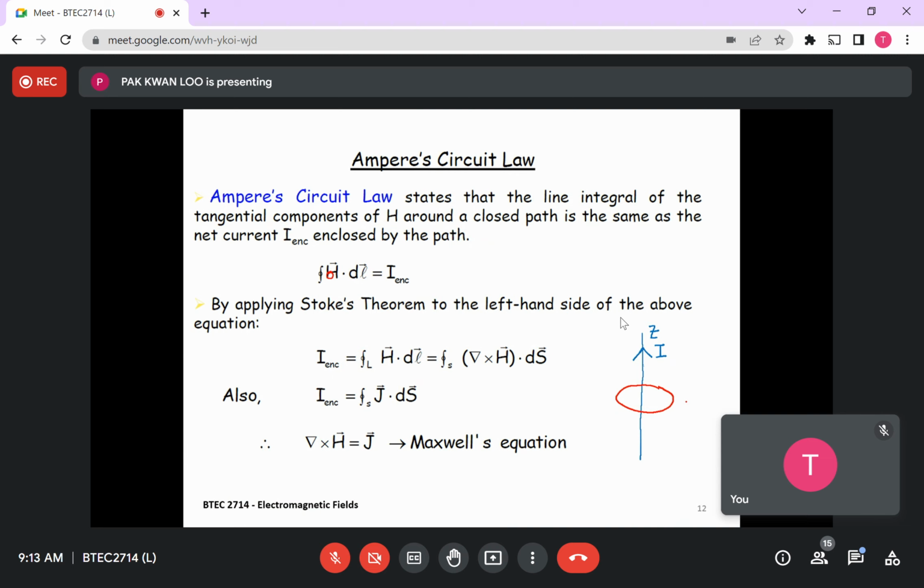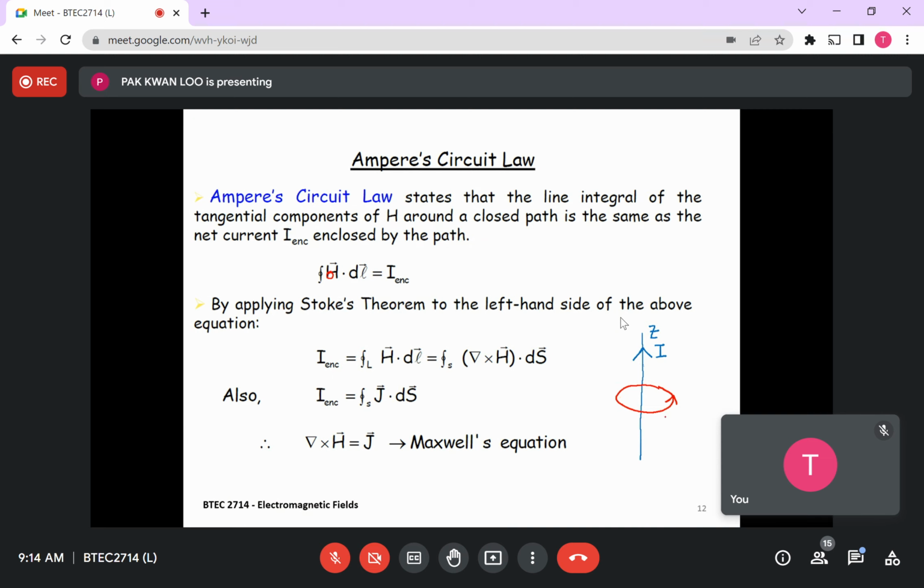Okay. So the path direction then. How do we choose the path direction? We follow the right hand rule again. So in this case, if you're using the right hand rule, it will be counterclockwise, seen from the top. So use the right hand rule.